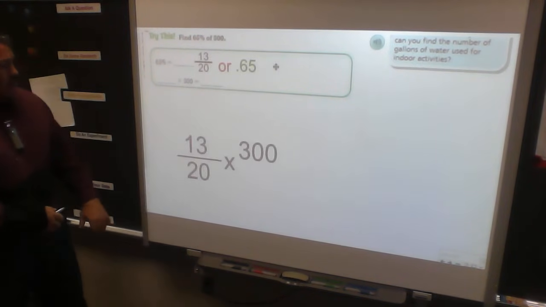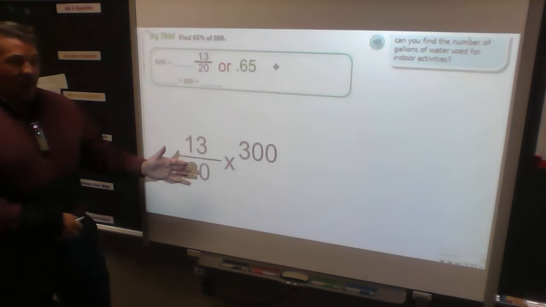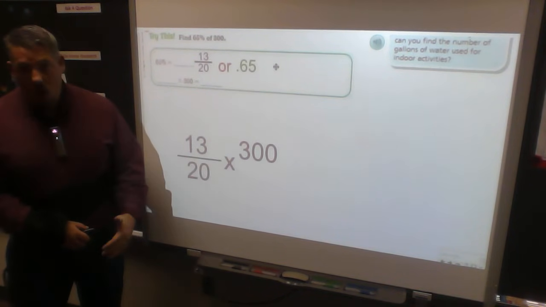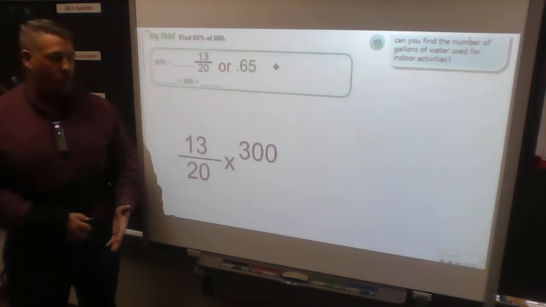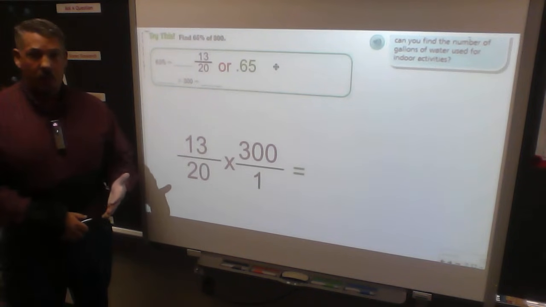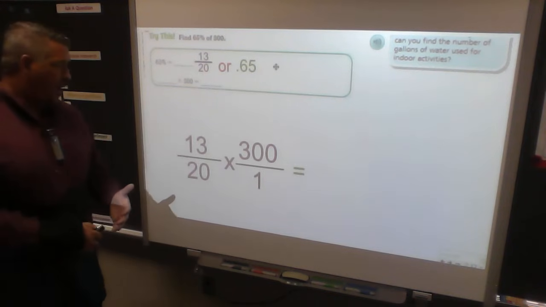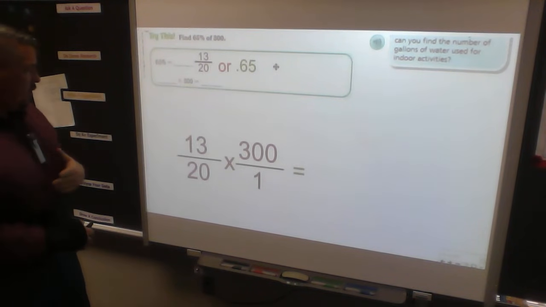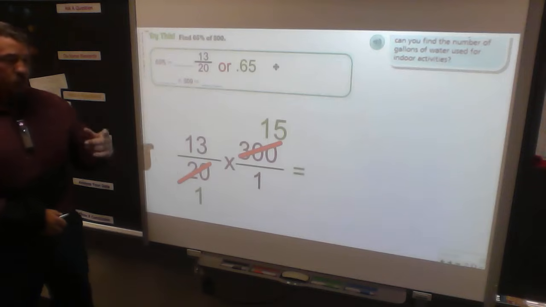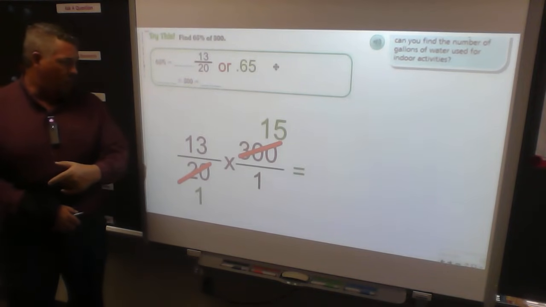Mathematically then, when I do it, I take my 13/20 times 300. We know that we have to put our whole number over 1. We did that in our multiplication of fractions early on. I cross reduce if I can. I know I can cross reduce. They both end with zeros, but 20 will go into both of them also.